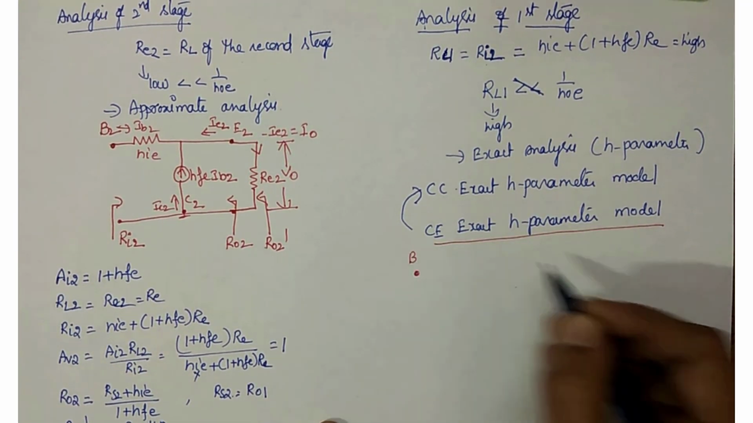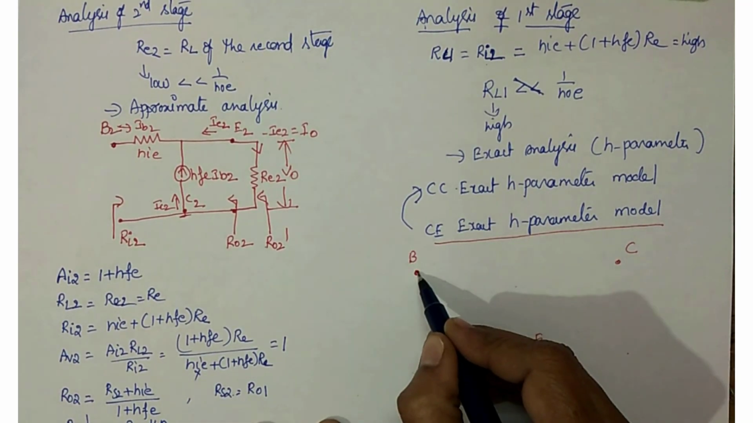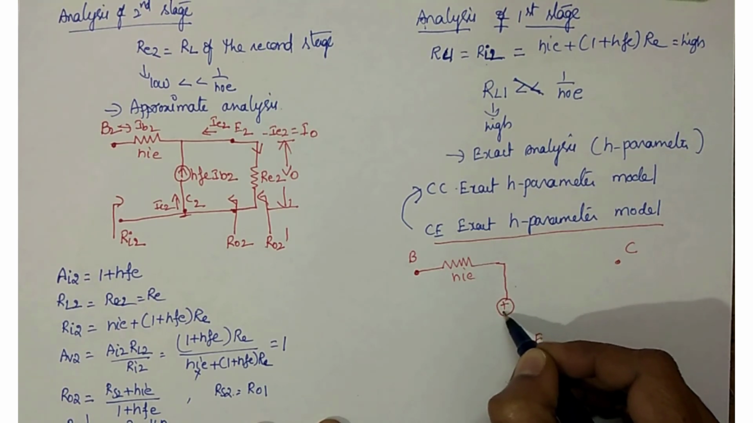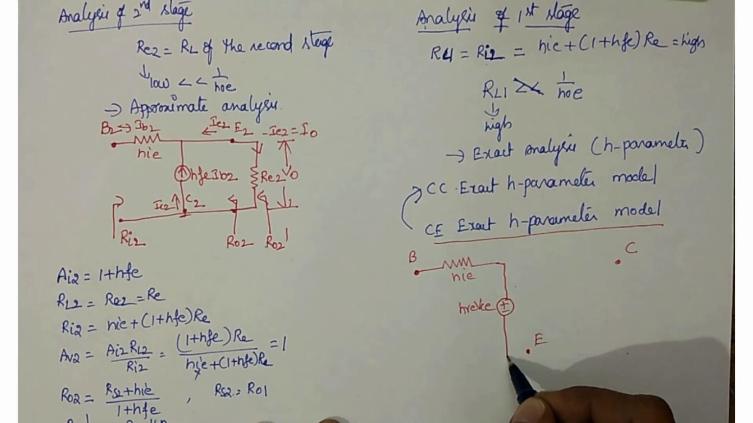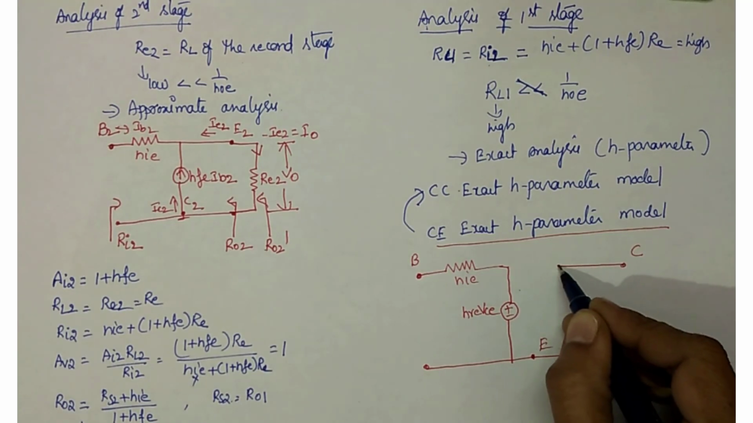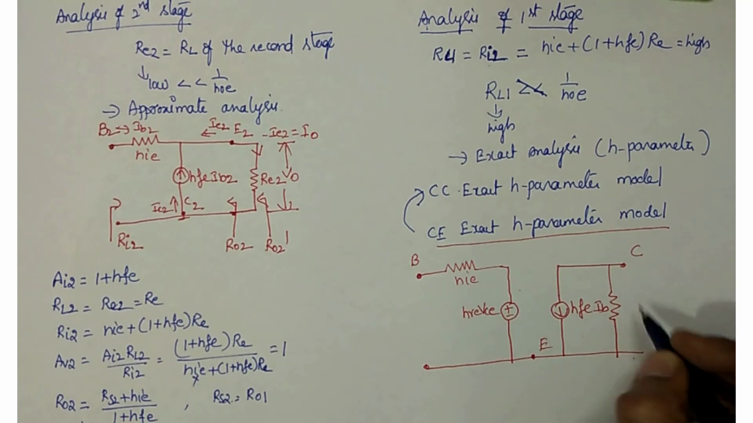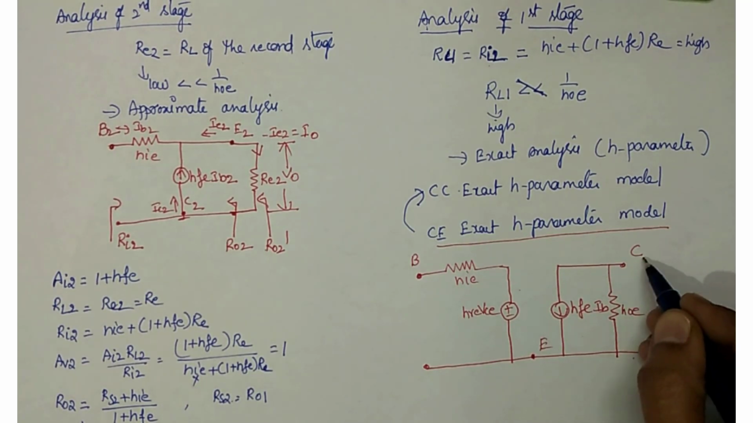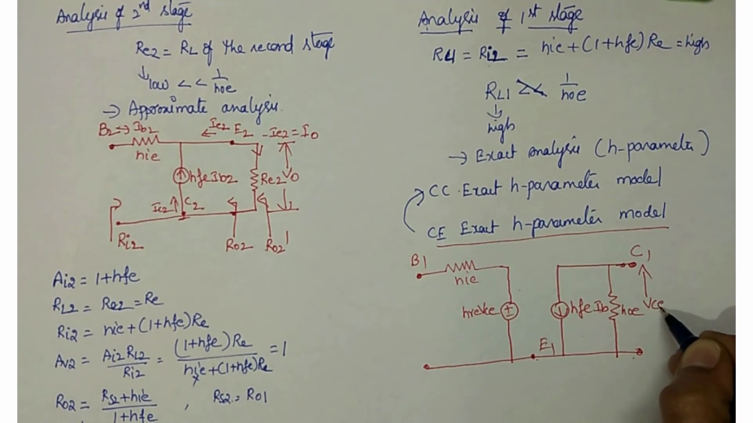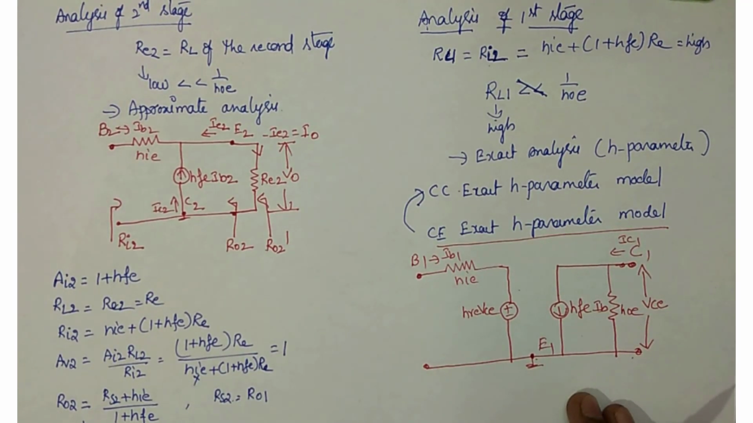Base, emitter, collector. This is the exact H parameter model. Between base and emitter, HIE, and there is another parameter, a voltage source, HRE VCE. Between collector and emitter, we have two things again: HFE IB and also HOE. Here this is C1, B1, E1. So between C1 and E1 the voltage is VCE, with currents IB1 and IC1. So this is the exact H parameter model of CE.